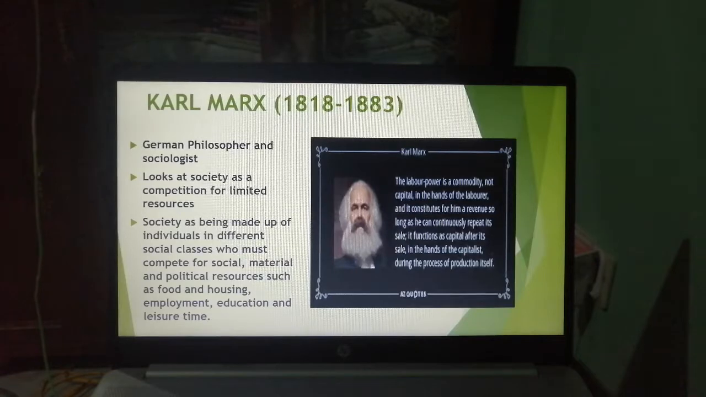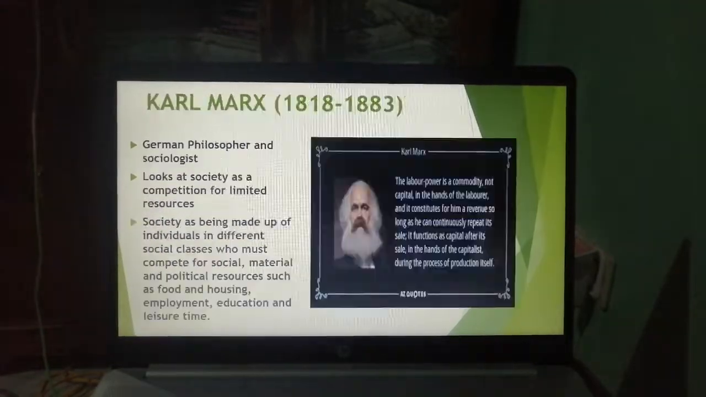He is a German philosopher and a sociologist. Karl Marx was born in 1880 and died in 1883. He looks at society as a competition for limited resources, as being made up of individuals in different social classes who must compete for social, material, and political resources such as food and housing, employment, education, and leisure time.